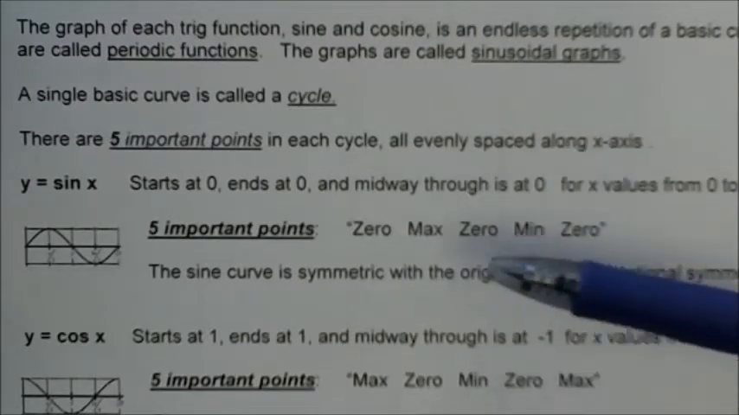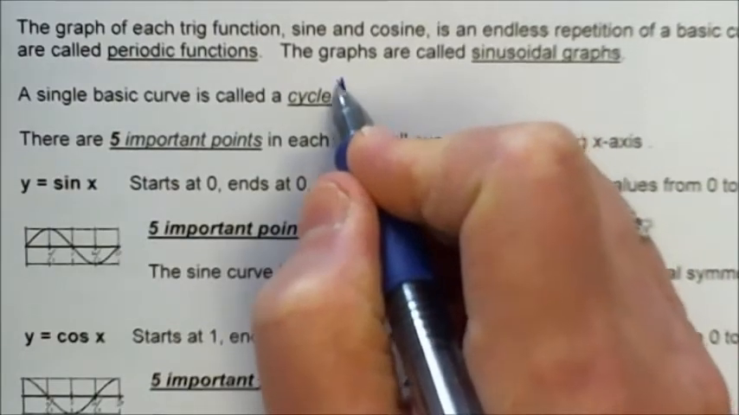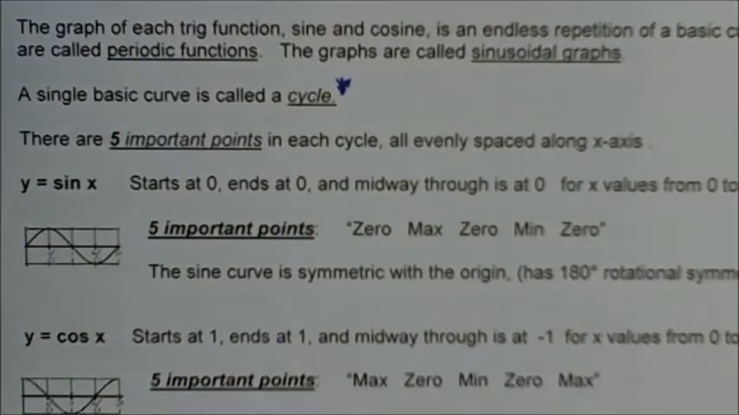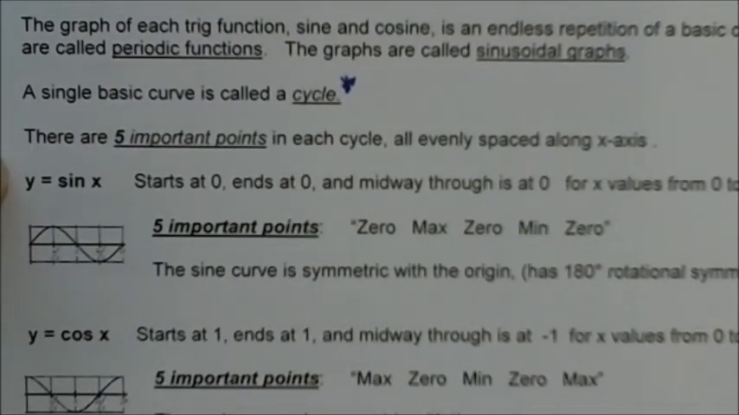A single basic curve is called a cycle. So this is important to remember. There are 5 important points in each cycle, all evenly spaced along the x-axis.